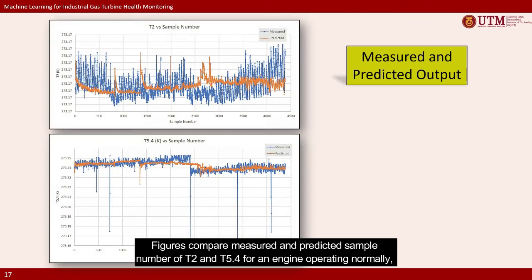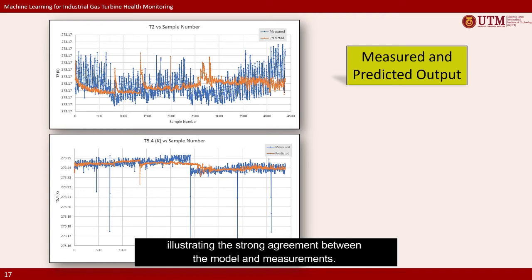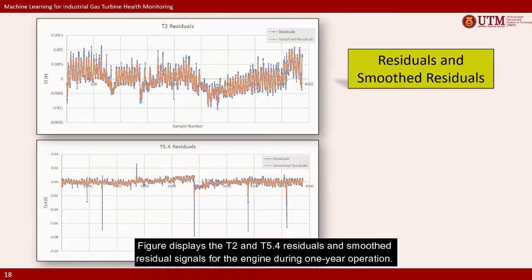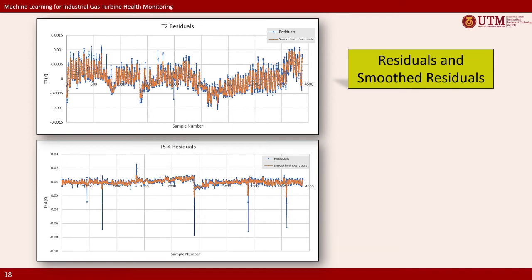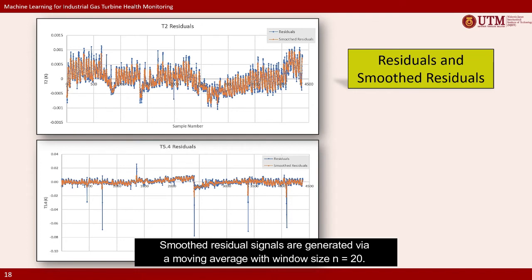Figures compare measured and predicted sample number of T2 and T5.4 for an engine operating normally, illustrating the strong agreement between the model and measurements. Figure displays the T2 and T5.4 residuals and smooth residual signals for the engine during 1 year operation. Smooth residual signals are generated via a moving average with window size n equals 20.